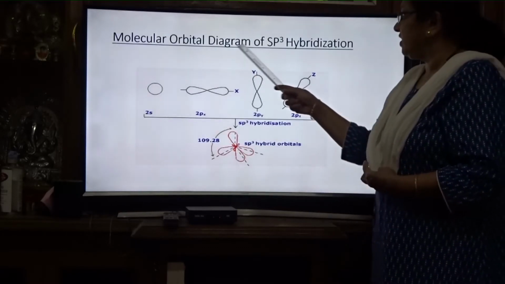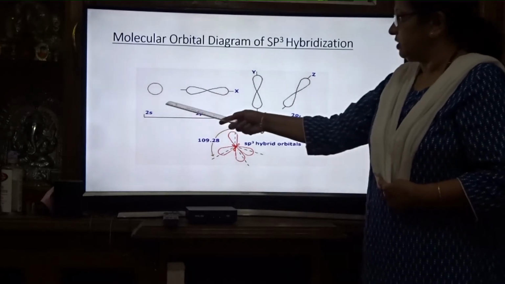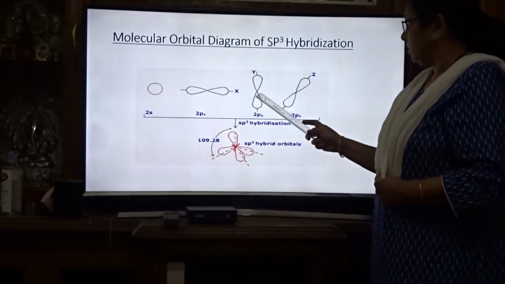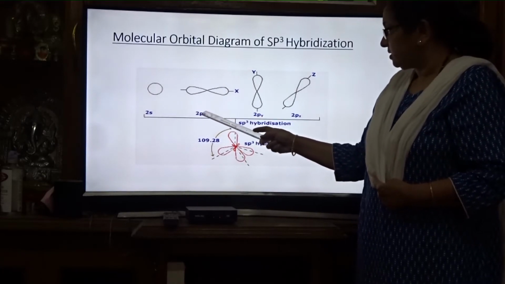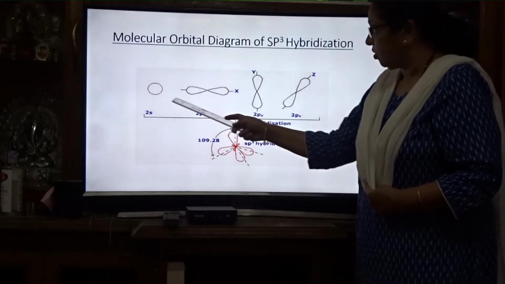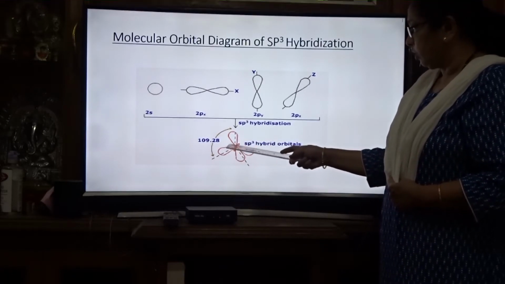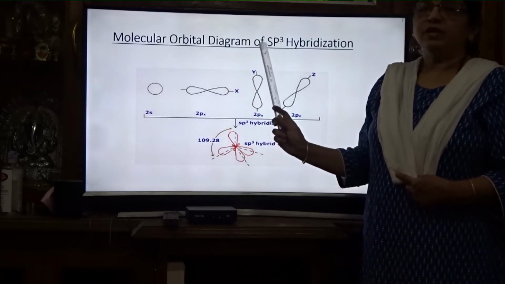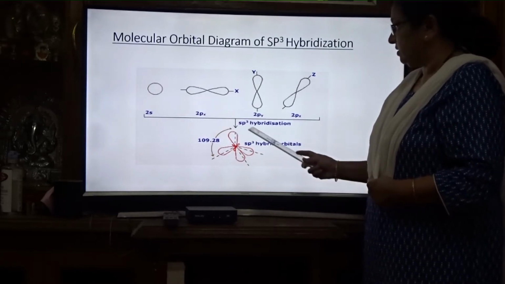In this orbital diagram of sp3 hybridization, the shape of the s orbital is spherical. What is the shape of the p orbital? It is dumbbell in shape. So 2px on the x-axis, 2py and 2pz, each having one electron. They all hybridize to form 4 hybrid orbitals, sp3, sp3, sp3, sp3, of equivalent energy.